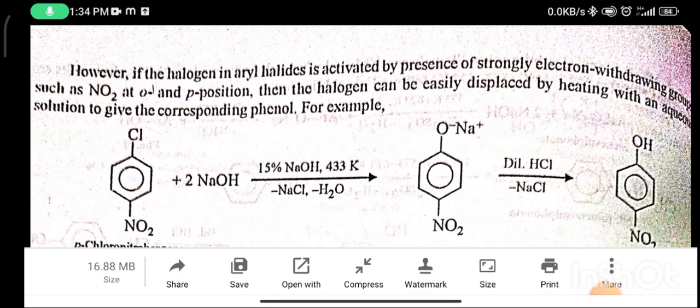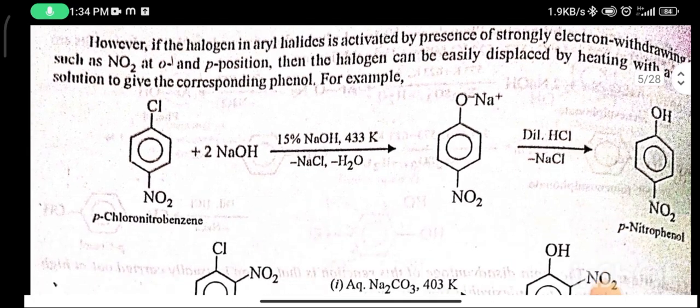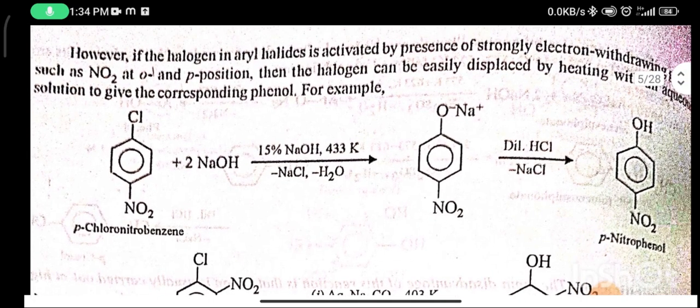However, if the halogen in the aryl halide is activated by the presence of a strong electron withdrawing group such as NO2 at ortho or para position, then the halogen can be easily displaced by heating in aqueous solution to give the corresponding phenol. For example, parachloronitrobenzene plus 2 NaOH, 15% NaOH at 433 Kelvin, reacts and ultimately gives para-nitrophenol.